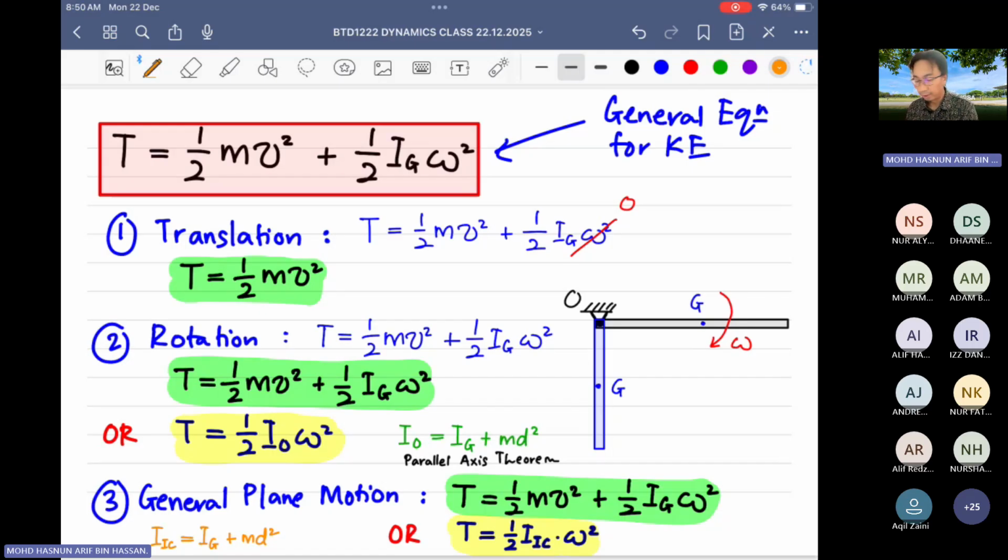Any questions so far before we proceed to some example calculations of kinetic energy? Any question?